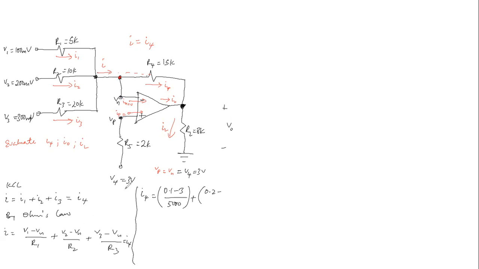Vn is the same as Vp, which is V sub 4, which is 3 volts, minus 3, divided by R2, 10K, 10,000, then plus V3, which is 300 millivolts, which is 0.3 volts, minus Vn, which is the same thing as Vp, which is the same thing as 3 volts, which is V sub 4, that's minus 3 divided by 20K, that's 20,000.